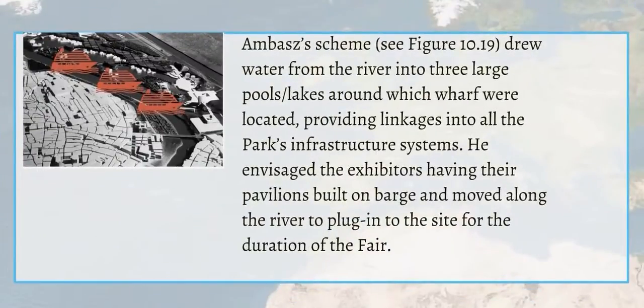Amber Scheme drew water from the river into 3 large pools, around which wharves were located, providing linkage into all the park's infrastructure system. He envisaged the exhibitors having their pavilions built on barges and moving along the river to plug into the site for the duration of the fair.